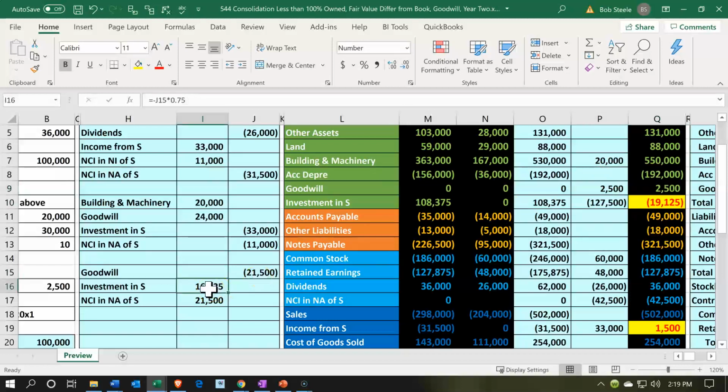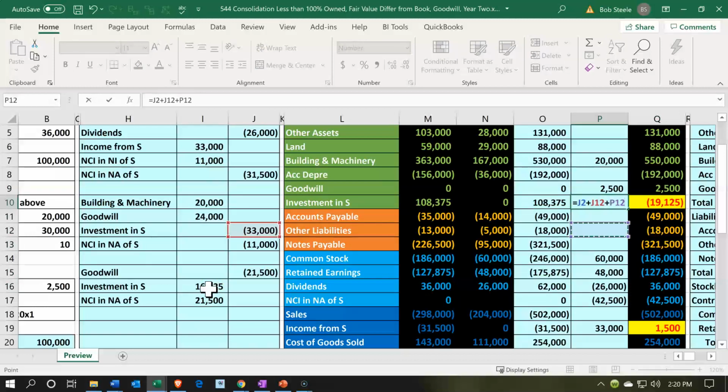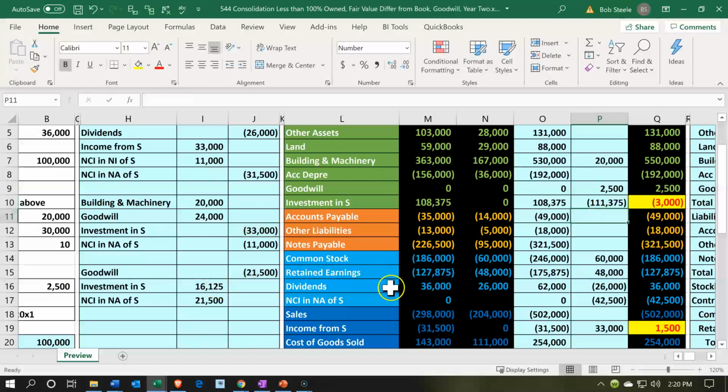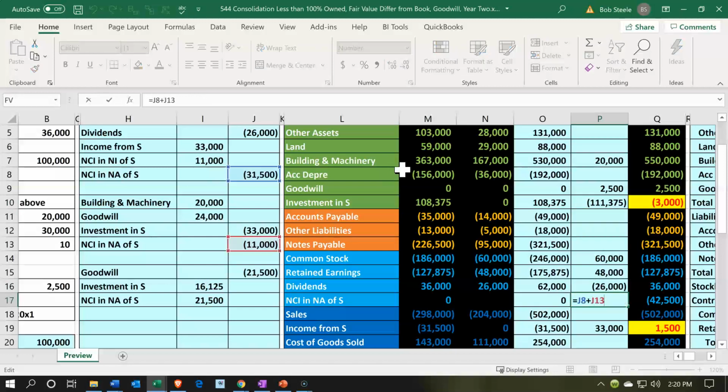Then we have the investment in S. So the investment in S is going to be here in P10. Something's in it, so I'm going to say F2 plus F2. Scroll on down to that 16,125. And then we have the non-controlling interest down below, the non-controlling interest in the net assets. Something's in it in P17, F2 plus F2. We're going to pick up that 21,500 there.